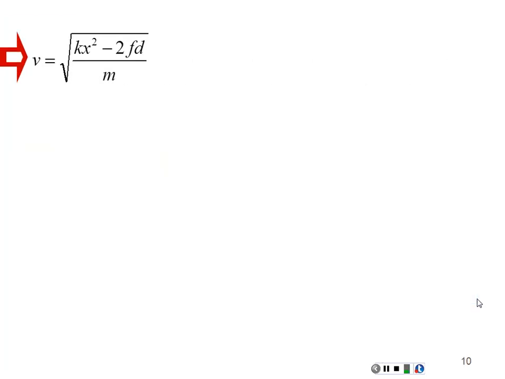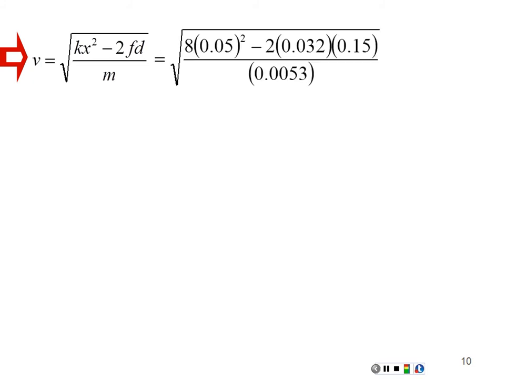So, just algebraically manipulating that, we have our final velocity is equal to the square root of kx squared minus 2 times force times d over m. We know these values, so we can plug them in. K was 8, x is 5 centimeters, or 0.05 meters squared, minus 2 times the force, frictional force was 0.032 newtons, and it acted for the whole distance of the barrel, 0.15 meters. The mass was 5.3 grams, or 0.0053 kilograms. Everything's square root. Our final velocity when we leave the barrel, 1.40 meters per second.